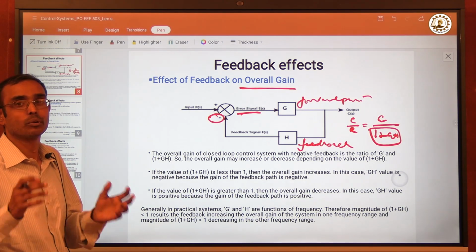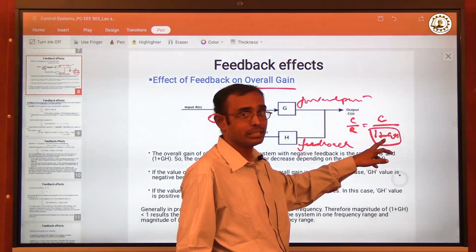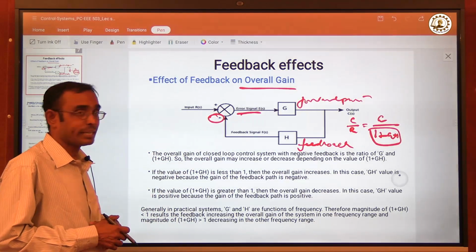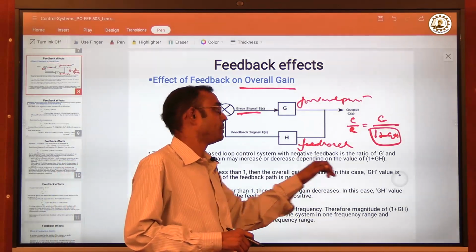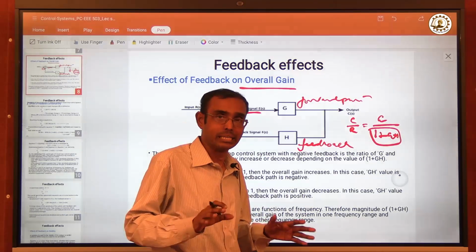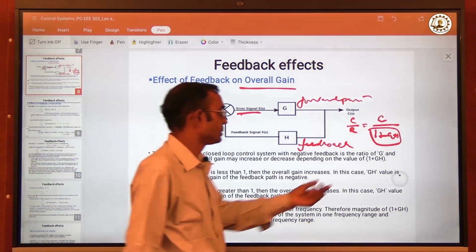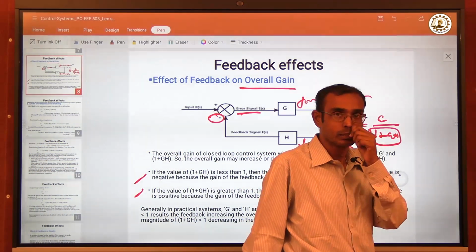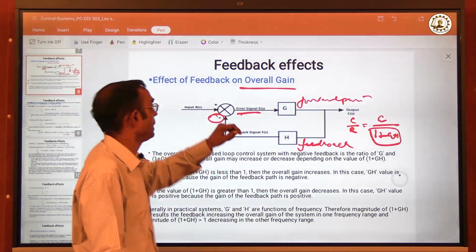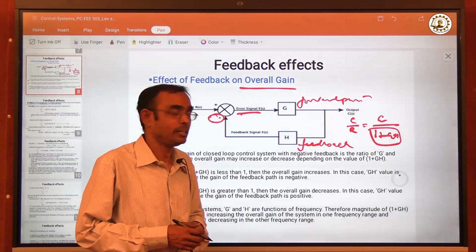It will be driving us towards some conclusions. The overall gain may increase or decrease depending on the value of this 1 plus GH. How this 1 plus GH term is driving us towards the conclusion of what happens when the feedback is used, and what it affects on the overall gain.